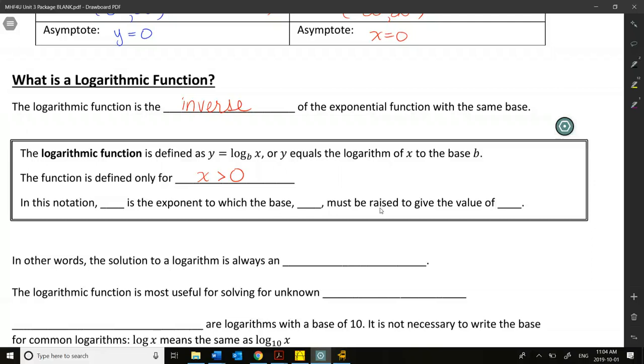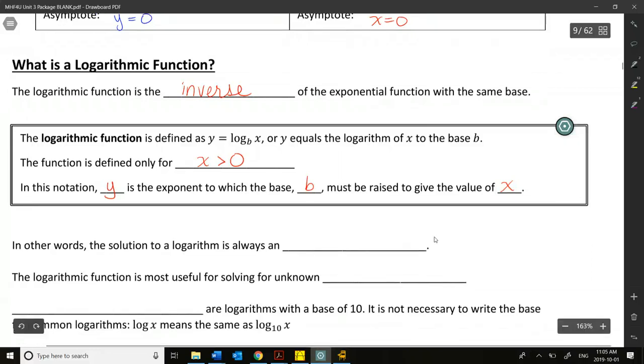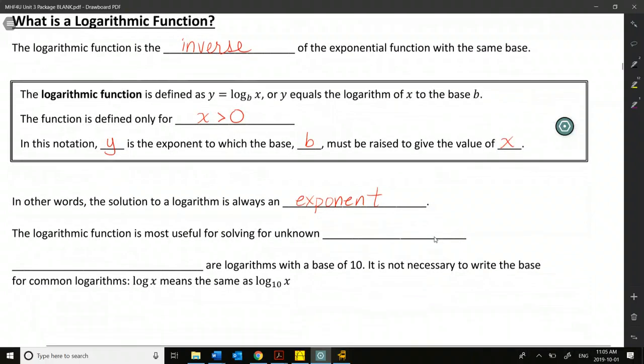Okay, and someone was asking me about what this means calculation-wise. Basically what this is saying is that y, the answer that we get out from that logarithm, or the output of the logarithm, is going to be the exponent to which the base, which is b, must be raised to give the value of x. Okay, so what does this mean? Well, it means that when I calculate a logarithm, the answer that I actually get out is an exponent value, which is why we can use logarithms to solve for exponents. So the solution to a logarithm is always an exponent. The logarithmic function is most useful for solving unknown exponents.